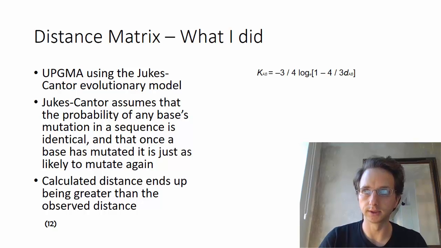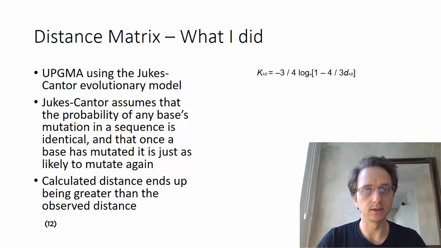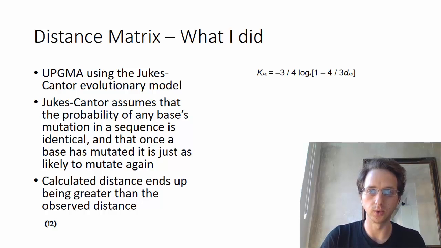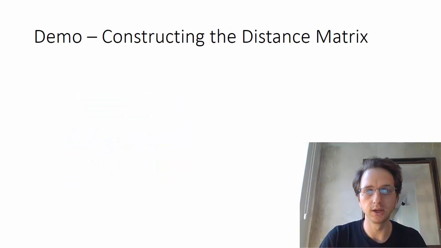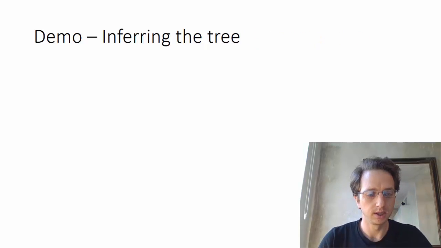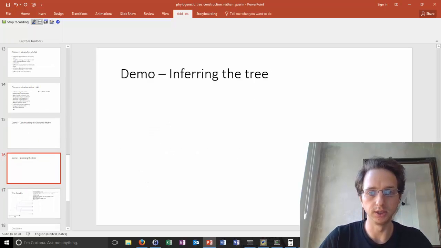The outcome of such an evolutionary model is that the distances that I created in the distance matrix are slightly larger than the actual distances between the sequences, because it's accounting for cases where a base has mutated and then mutated back to its original base, as well as other changes that are not visible from the modern sequences but might be in the history of a sequence. So you've already seen the construction of the matrix. Now let's take a look at how I inferred the tree using the UPGMA algorithm.